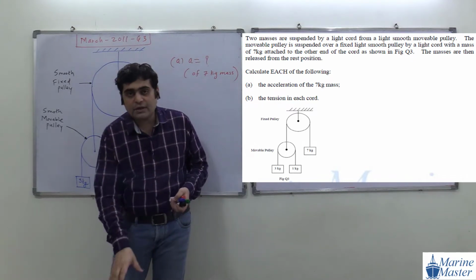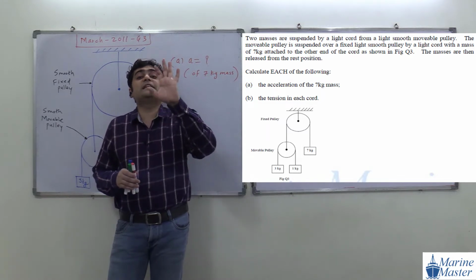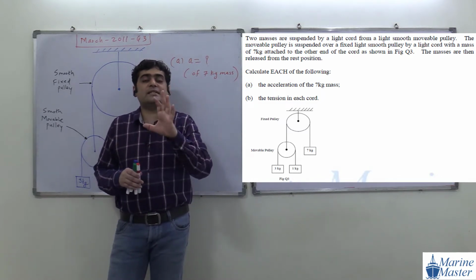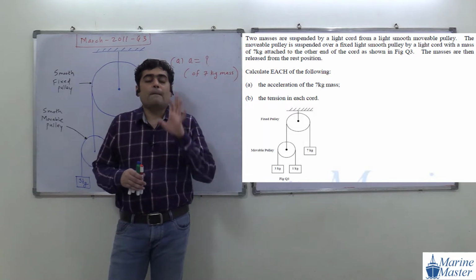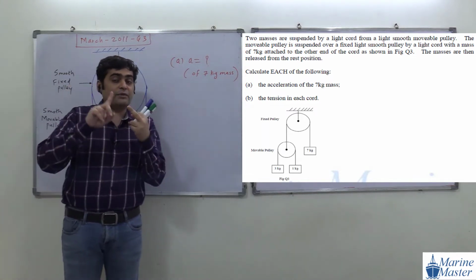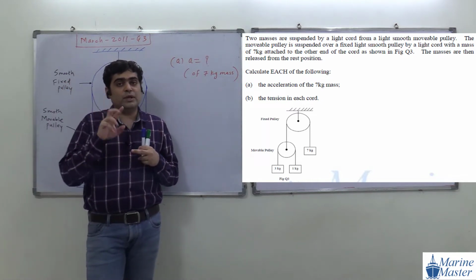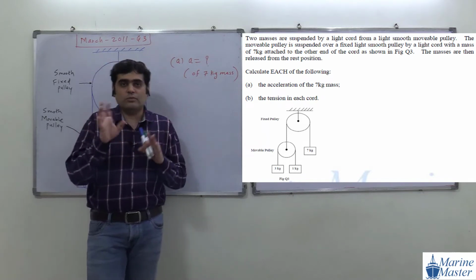In the question, whenever they say light pulley, it means the mass of the pulley is negligible. So here are two words related to the pulley. First, light pulley means mass is negligible. Second, smooth pulley means friction is zero, so the tension on both sides will be the same.